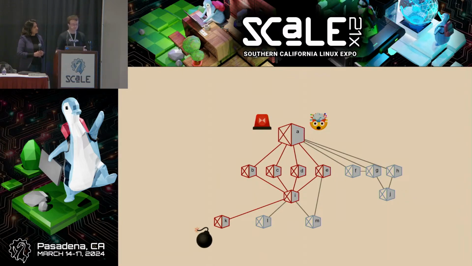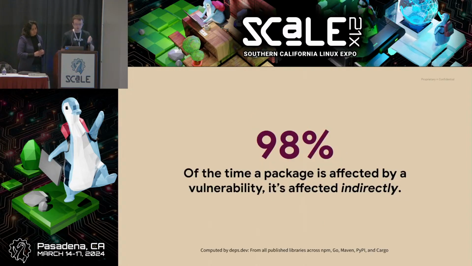And this isn't some theoretical problem. The vulnerability in log4j that set the internet on fire, that was one bug in one project that ended up affecting at least 17,000 projects connected to it either directly or indirectly. Indeed, as much as 98% of the time when a package is affected by a security vulnerability, it's affected indirectly, where the risk to you might not be so clear because you might not even be aware that you're affected by it.